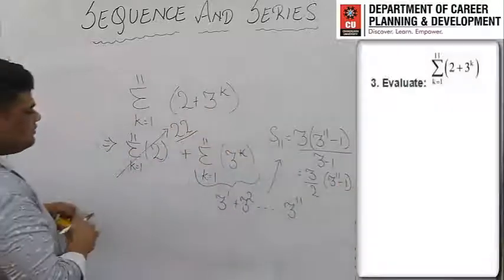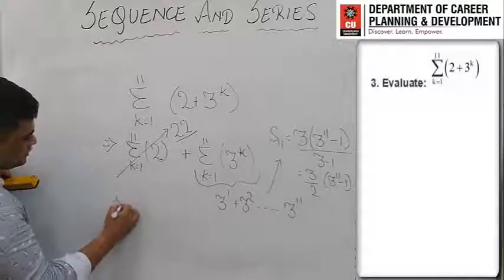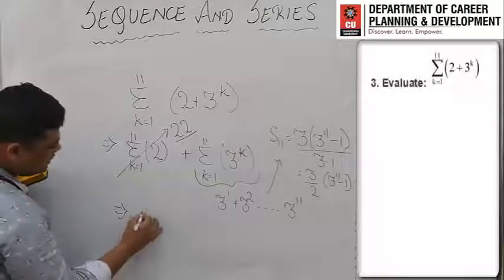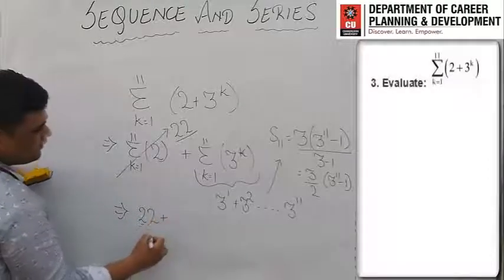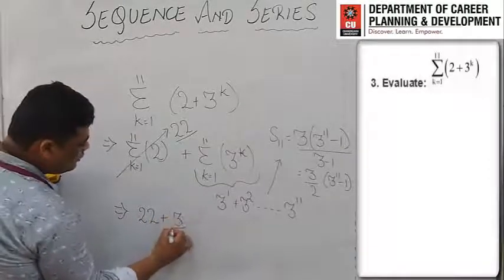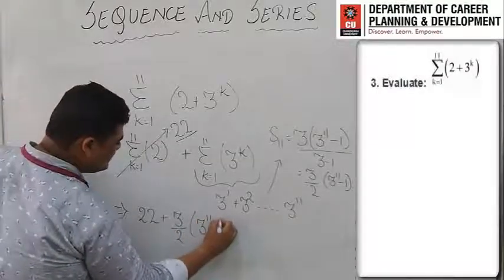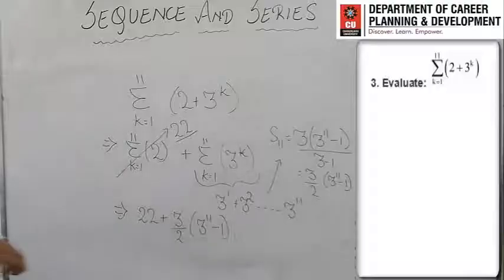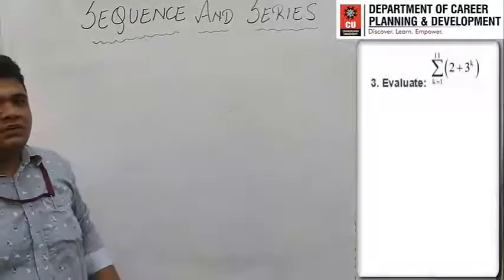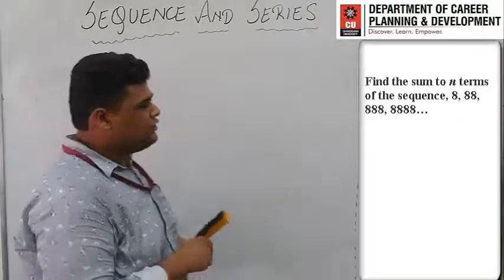Just put this value in the given relation. So the total sum will be 22 plus 3 by 2 multiplied by 3 to the power 11 minus 1. So this will be our final summation of this question. Now let us move to another important question.